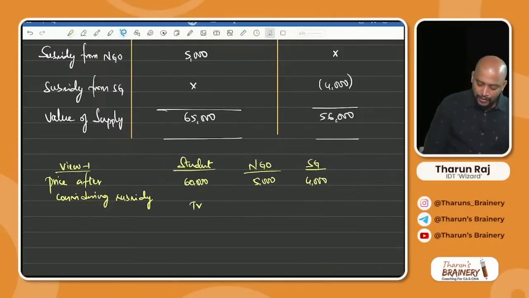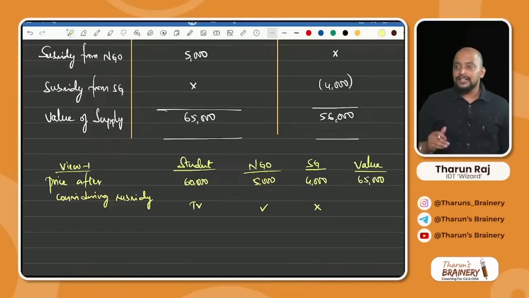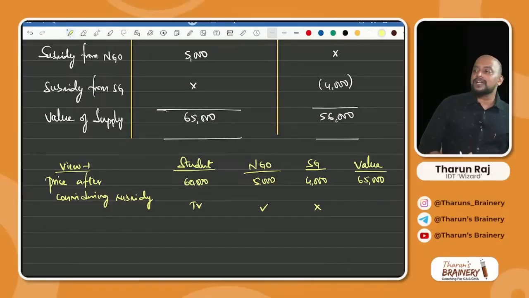And the NGO's 5,000 should come in the transaction value, but the state government's will not come in the transaction value. So how much should be taken as value? The value will be 65,000. Easy. Just divide it: from the recipient how much we are getting, from NGO how much, from state government how much, and we will get the answer.